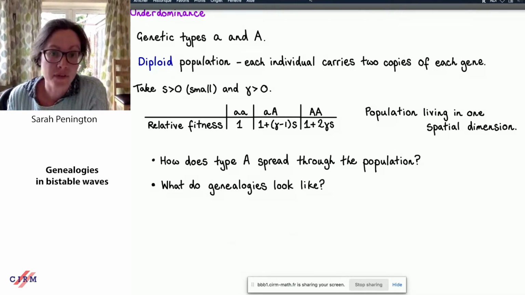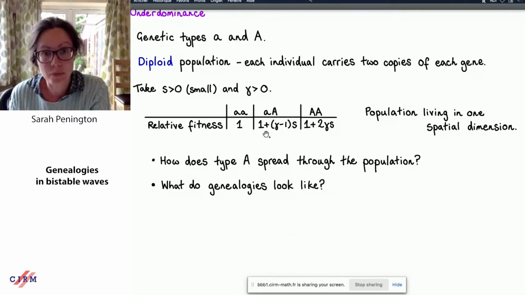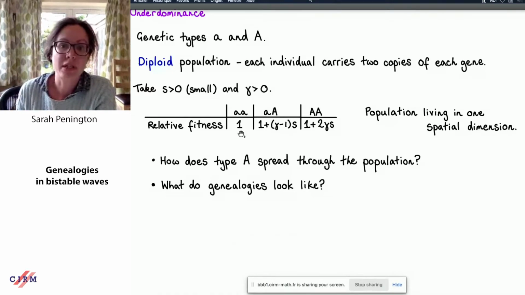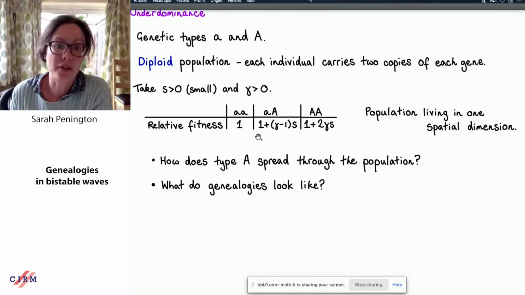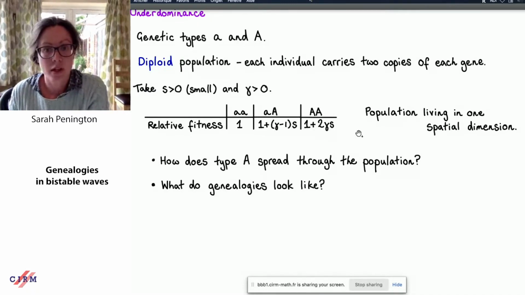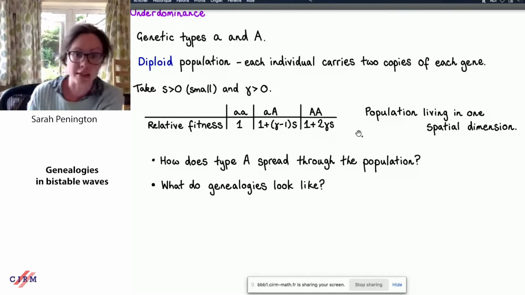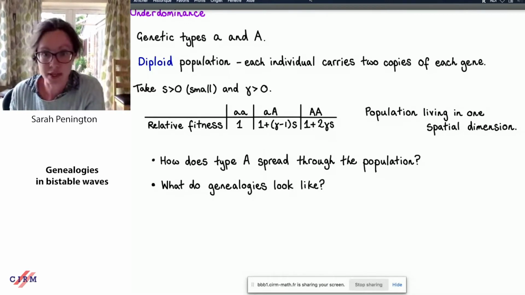So you can see that depending on whether gamma is less than or bigger than 1, the relative fitness of these little a capital A individuals can either be bigger or smaller than the relative fitness of the little a individuals, but it's always an advantage to have 2 copies of type capital A. And what's also always the case is that any advantage that you get from having 1 copy of type capital A is less than half the advantage that you get from having 2 copies. And this turns out to be a mathematically convenient way of parameterizing this situation.